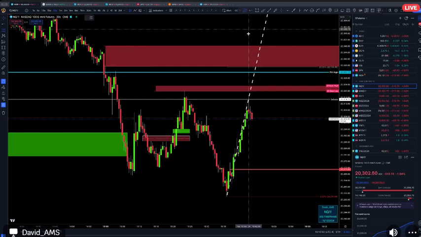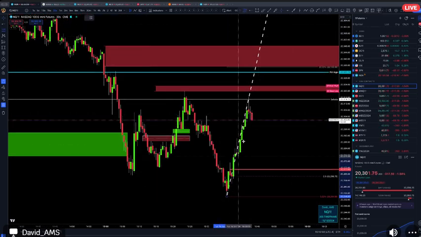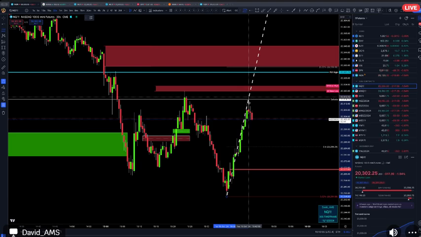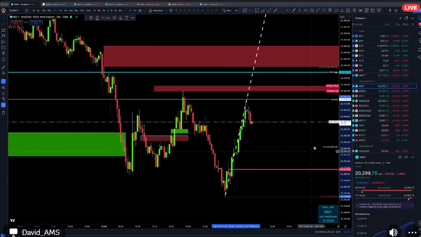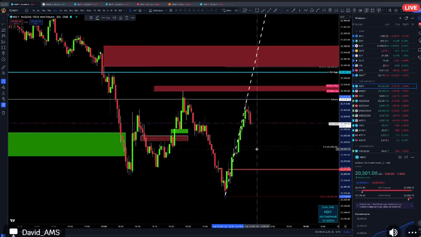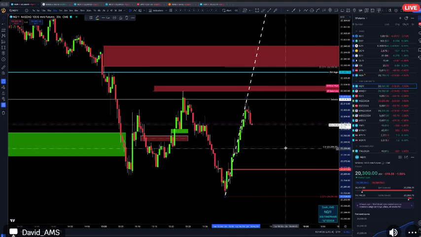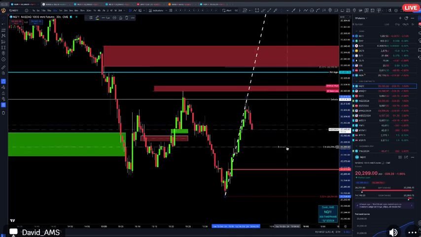Now if you wanted an entry in this, same story. See if we have draw on liquidity. Where's discount? See these vertical moves, you wait for it to come back into the discount zone. This is your midpoint right here.